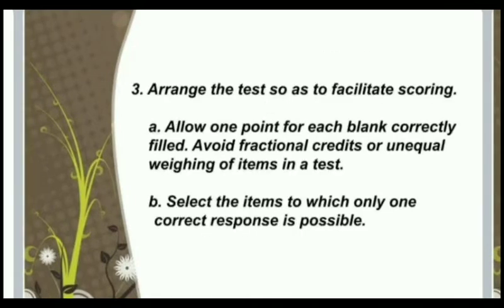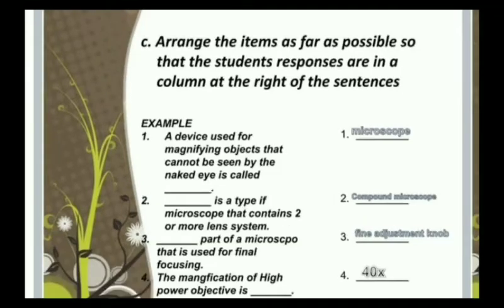Arrange the test so as to facilitate scoring. A. Allow 1 point for each blank correctly filled. Avoid fractional credits or unequal weighing of items in a test. B. Select the items to which only one correct response is possible. C. Arrange the items as far as possible so that the student's responses are in a column at the right of the sentence. And now here are the provided examples.